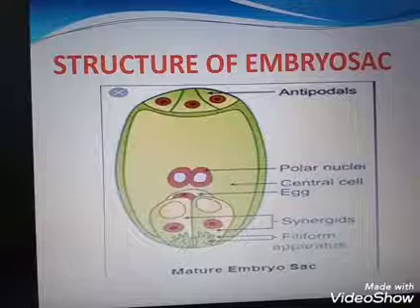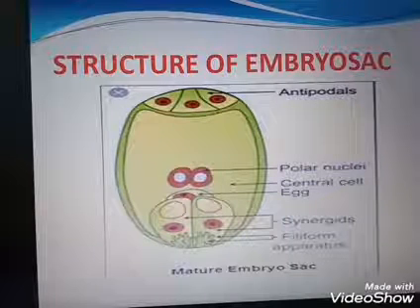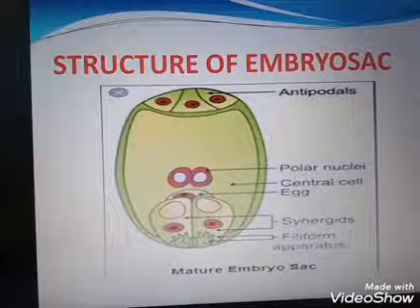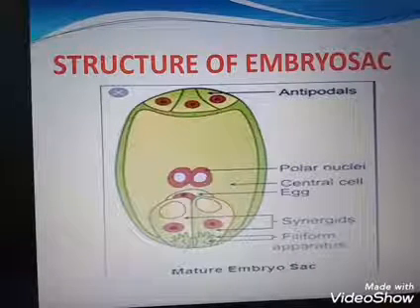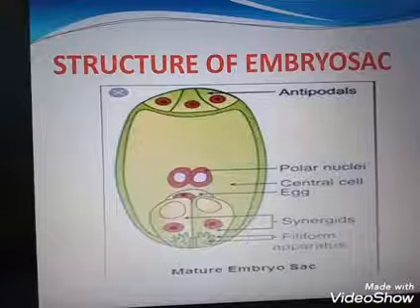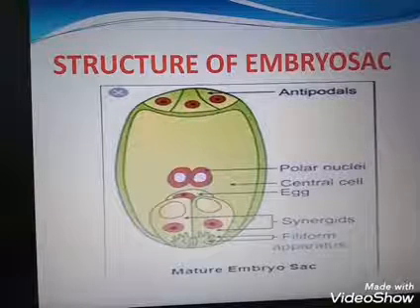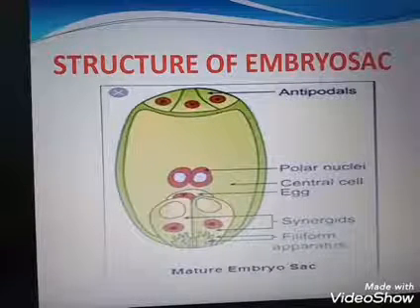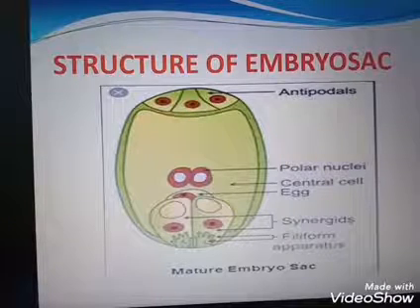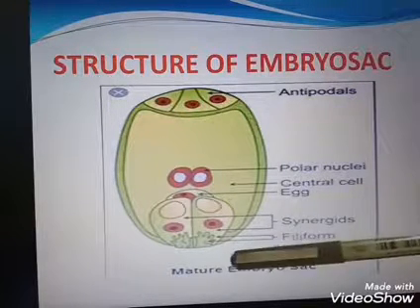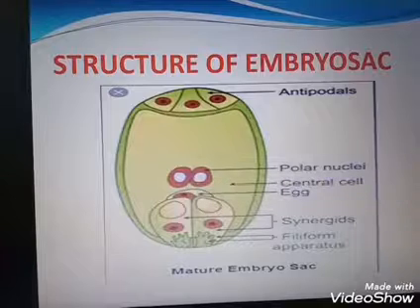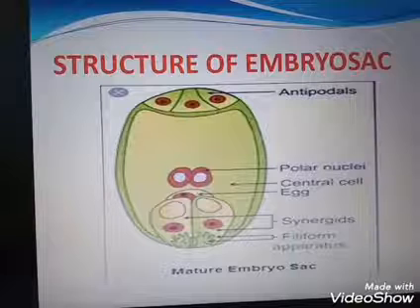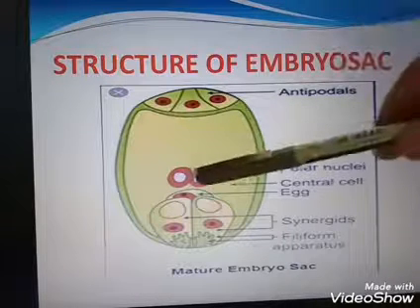The two polar nuclei in the center later fuse to form a diploid secondary nucleus. Through pollination, the pollen grains enter into the stigma. Through the pollen tube, the male gametes enter into the micropyle portion. One of the male nuclei fuses with the central egg cell and they form a zygote. Clear? The next male nucleus fuses with the polar nuclei.